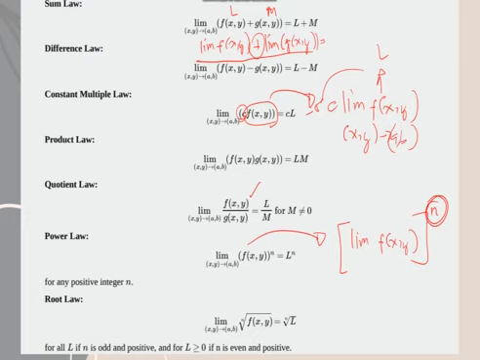Next, we have the root law. Take note, class, that the root law is similar to the power law. What changes here is that instead of f of x, y raised to 1/2, it becomes a square root. Instead of 1 over n, it becomes an nth root. So, what does it mean? You can apply your radicals later. You take the limit of your function first. Okay?